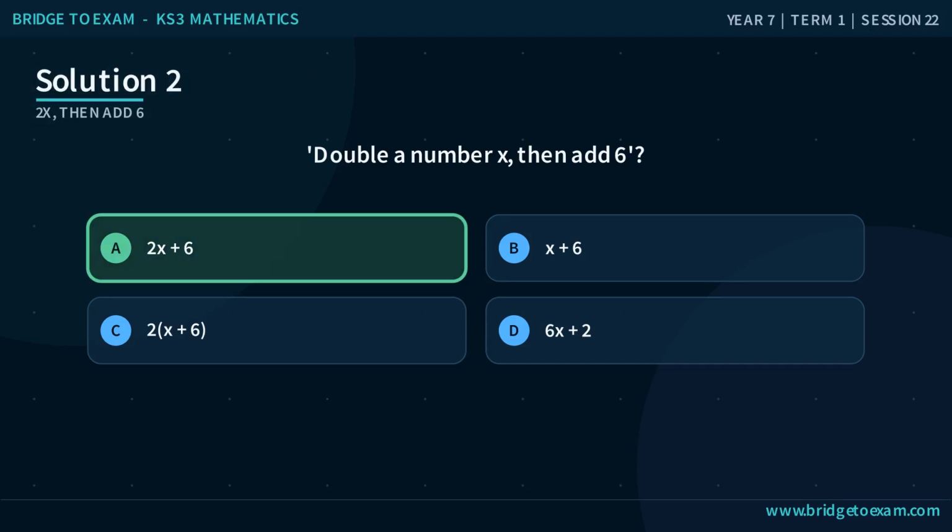Option A is correct, 2x plus 6. Double a number x is 2x, then add 6 means plus 6, giving 2x plus 6.